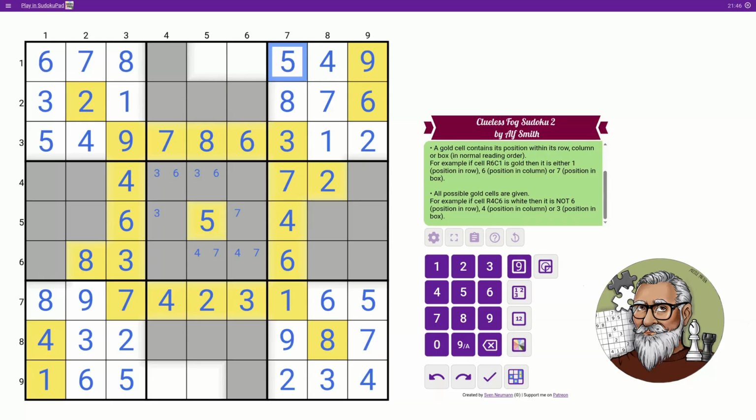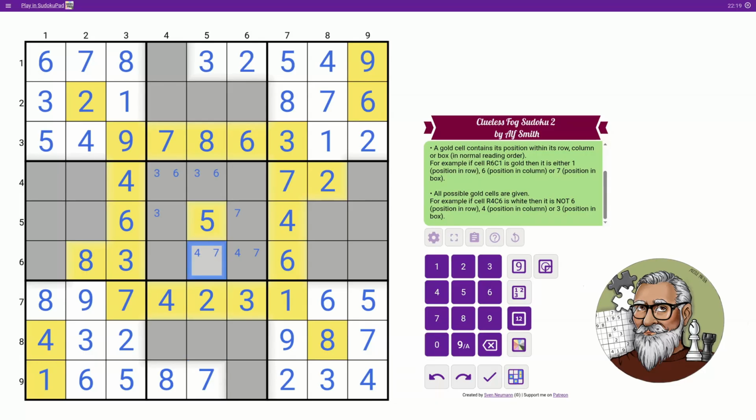8, 5, right? Got 2 things. What could these be? Well, let's just do them from the row first. It's 1, 2, or 3, right? This is not 2. This is not 3. Both can't be 1, so that's a 3. That's a 2. And here we're missing 7, 8, 9. They both can't be 9. So that's 7 and that's 8.